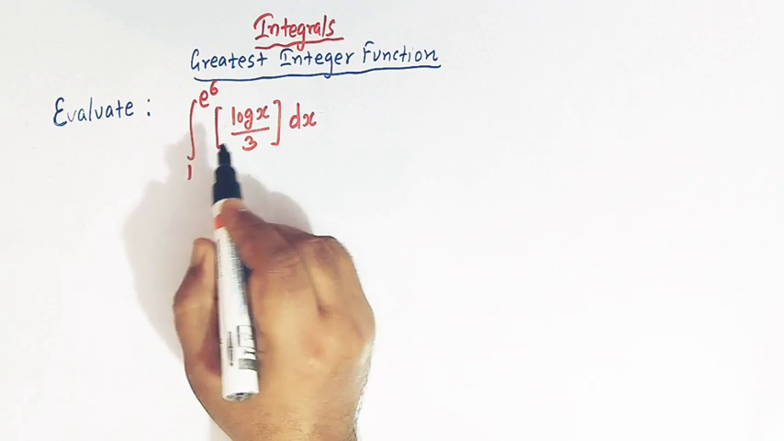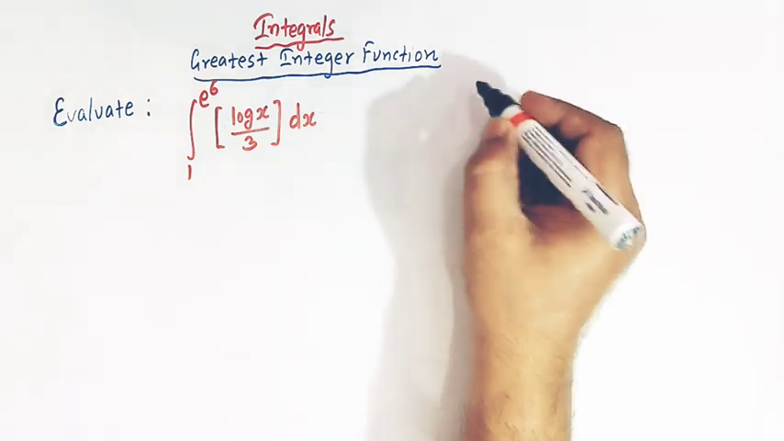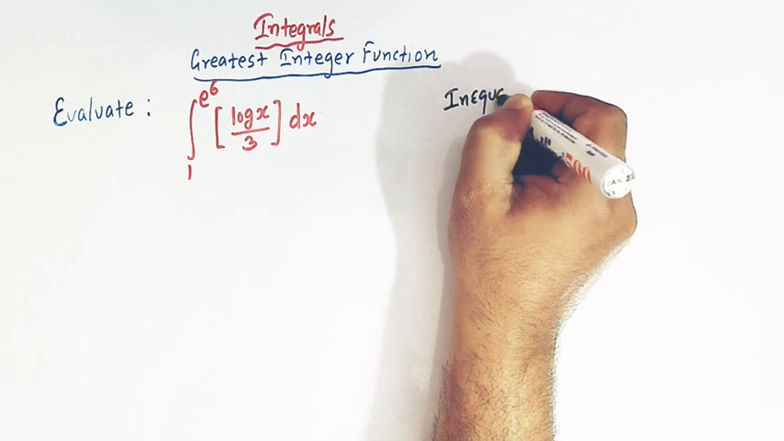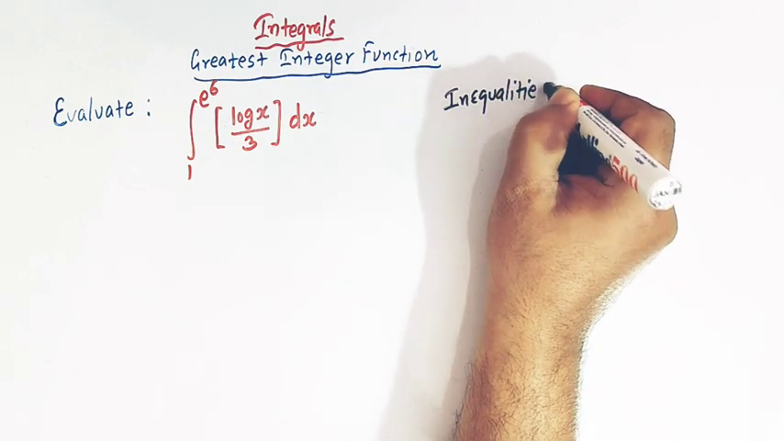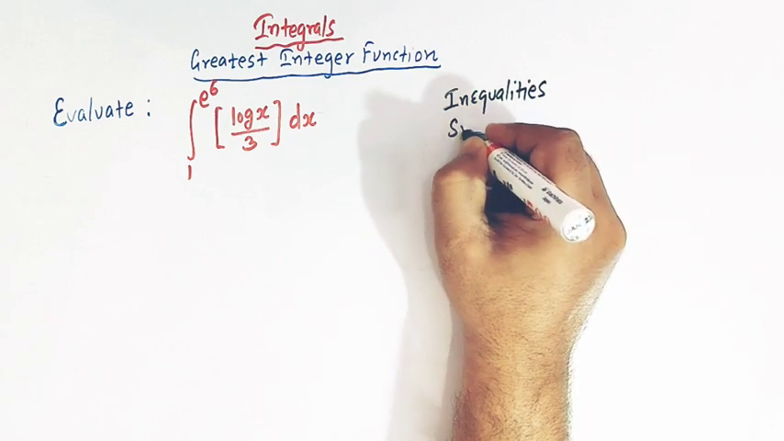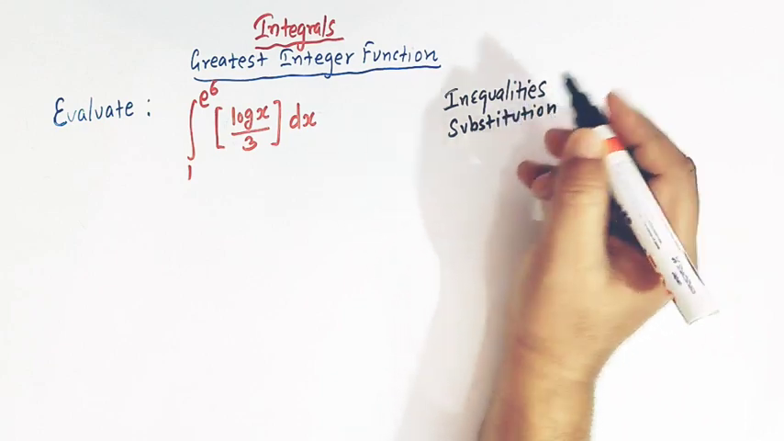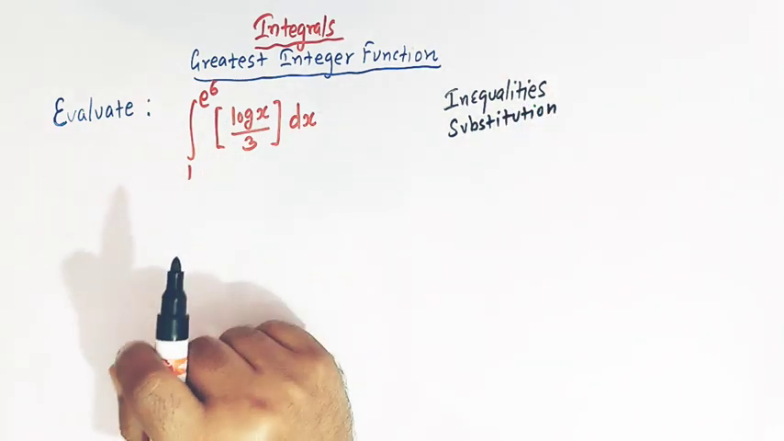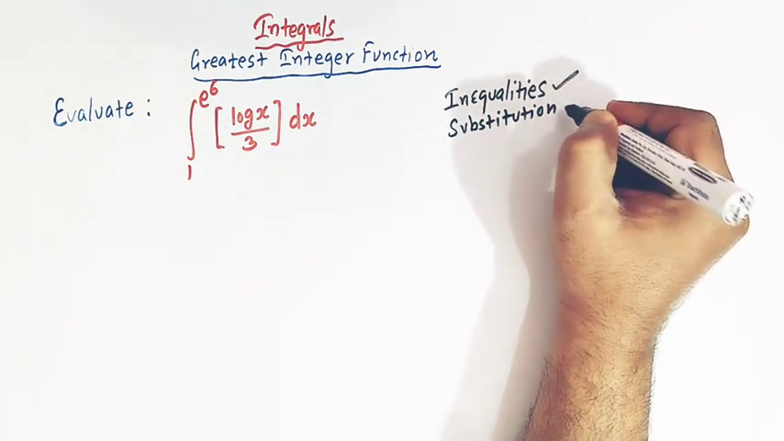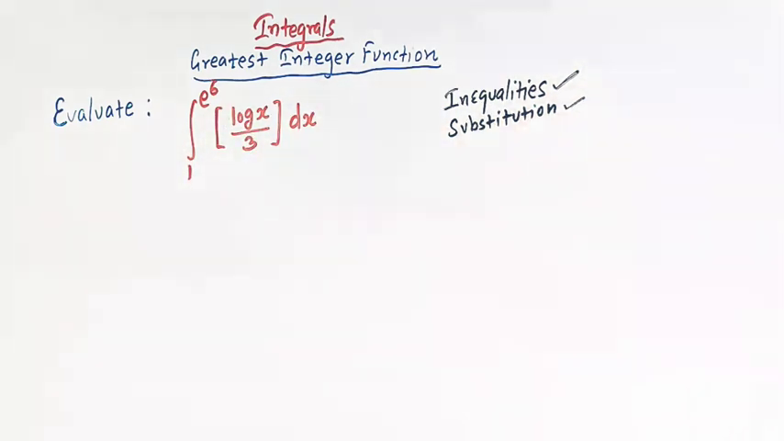We can solve this integral by two methods. The first one is the method of inequalities, where we make use of the concept of inequalities. The second method is the method of substitution. We have already solved these types of problems in our earlier videos by the method of inequalities, so in this lecture we'll solve this integral by the method of substitution.